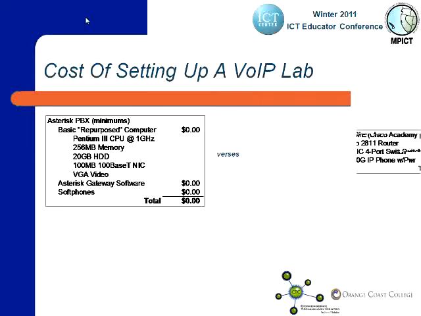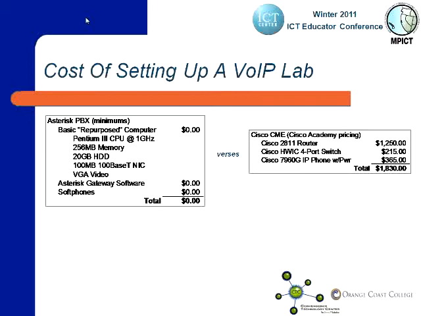Compare that to Cisco CME. Now, if you're an academy, this is what it's going to cost you. A 2811 router for a single environment, a single station. You'll need a 2811 router, about $1,250. You'll need a 4-port switch module, a WIC, to plug in. That's about $215. And you'll need a Cisco phone with power over Ethernet, or with power. This is assuming you don't even have a power over Ethernet switch. And that's $365. So for a single station, almost $2,000.